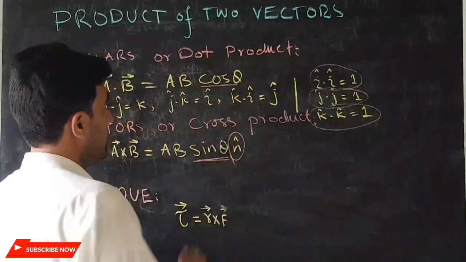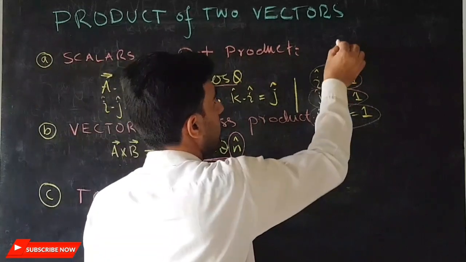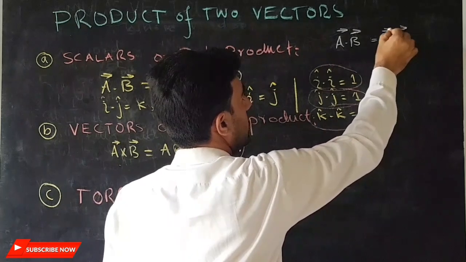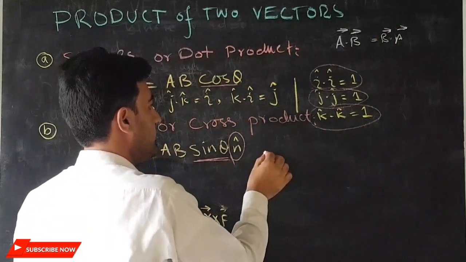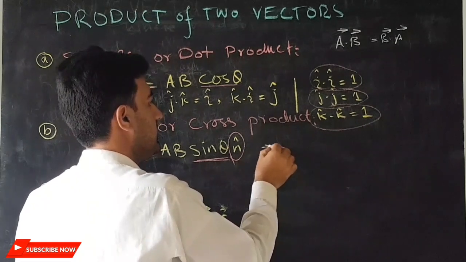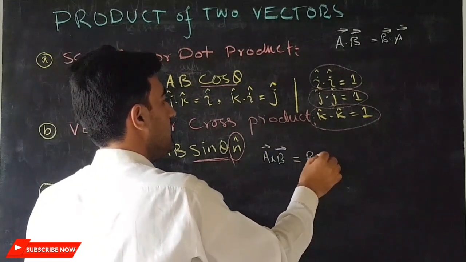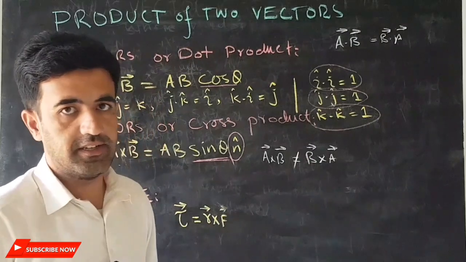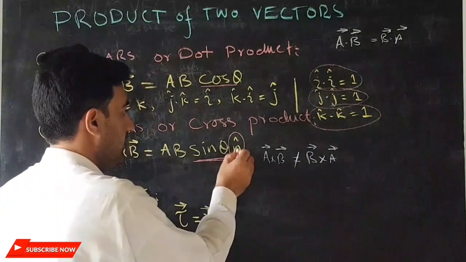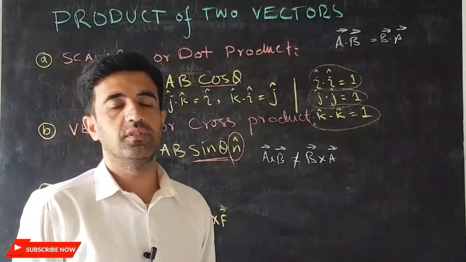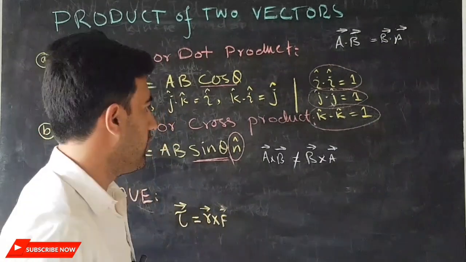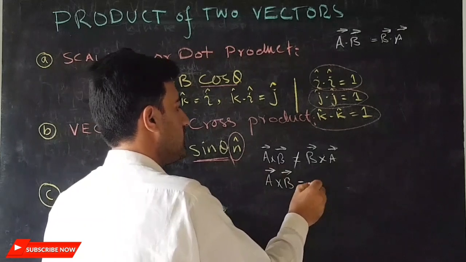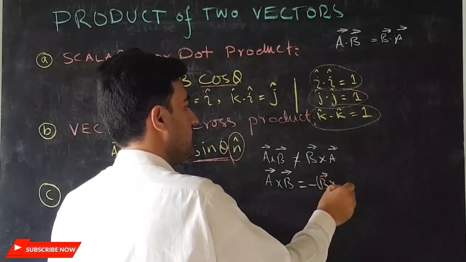Therefore, like in the dot product, where we can write a dot b is equal to b dot a, in the cross product we can't write a cross b is equal to b cross a. It will be wrong, because a cross b is not equal to b cross a in a cross product. Why? Because of this n. Sometimes n is positive and sometimes n is negative. However, we can write a cross b is equal to minus b cross a.